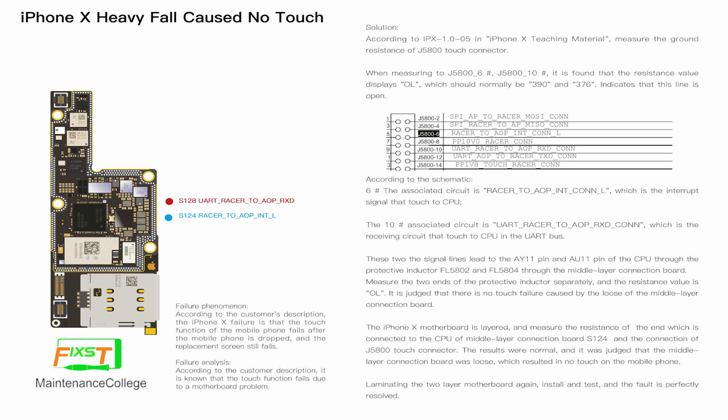And then we found the schematic. We found that pin number 6 is RACER to AOP INT. This is the interrupt signal from touch to CPU. And pin 10 is UART RACER to AOP, which is the receiving circuit from touch to CPU in the UART bus. Those two signal lines are linked to the AY11 pin and AU11 pin of the CPU.